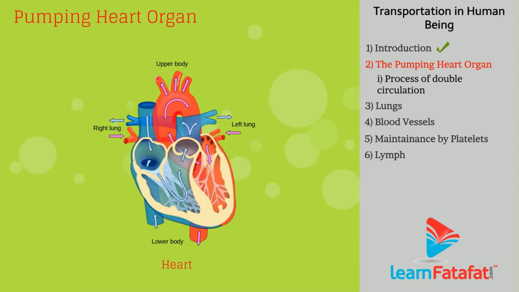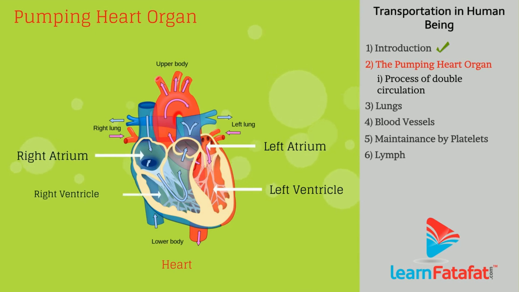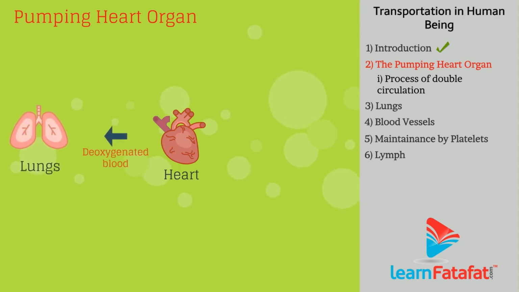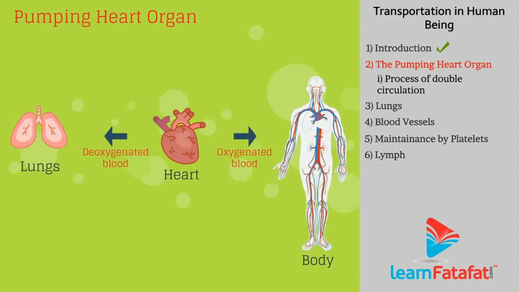In order to prevent oxygen-rich blood from being mixed with deoxygenated blood, heart has 4 chambers: left atrium, left ventricle, right atrium, right ventricle. The pumping action of heart is such that it transfers deoxygenated blood to lungs and oxygenated blood to rest of the body.